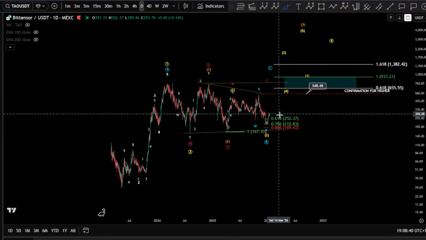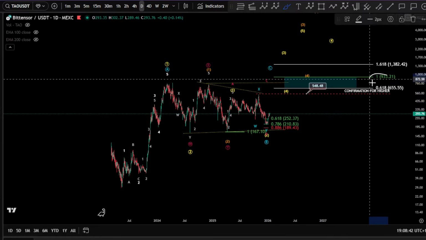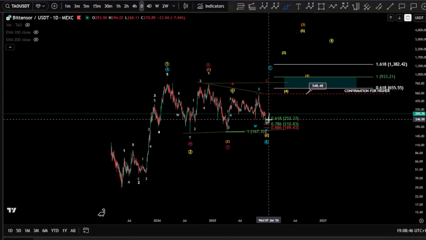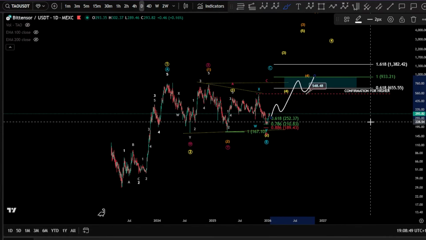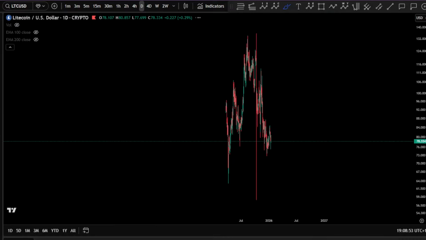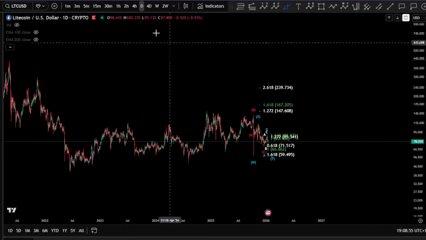So very interesting for TAO. I'm looking for higher. 933 might be reached very, very soon. I would say in a few weeks or months we can be there for TAO. So it's a nice opportunity to take.